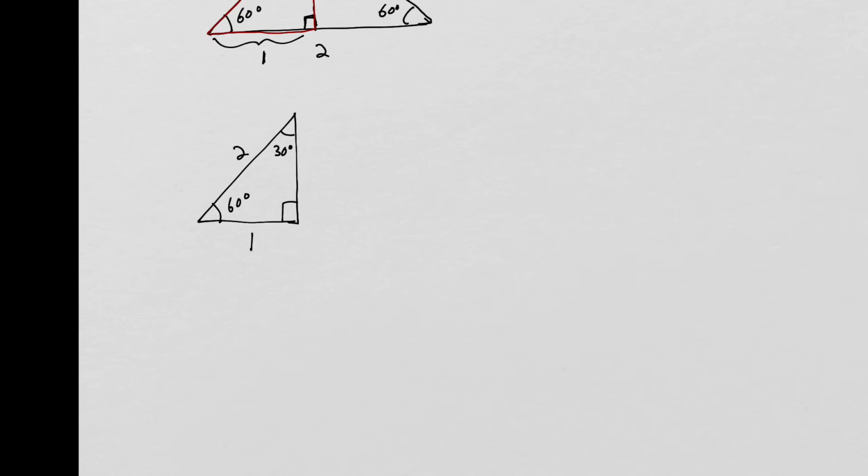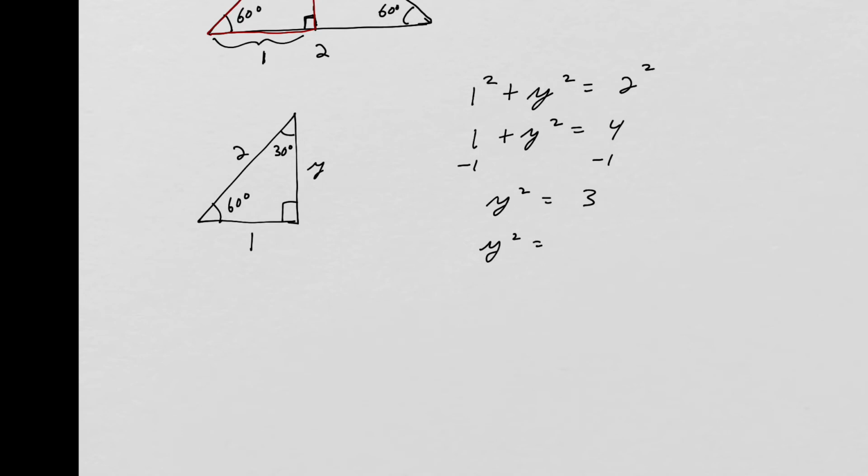Then I can find this side, let me call it y for now, using the Pythagorean theorem. I know that 1 squared plus y squared has to equal 2 squared. So 1 plus y squared is equal to 4. If I subtract 1, y squared is equal to 3. Finally, if I take the square root, normally it's plus or minus, but in this case it's a length, so it has to be plus. So y is equal to the square root of 3. This side is really equal to the square root of 3.